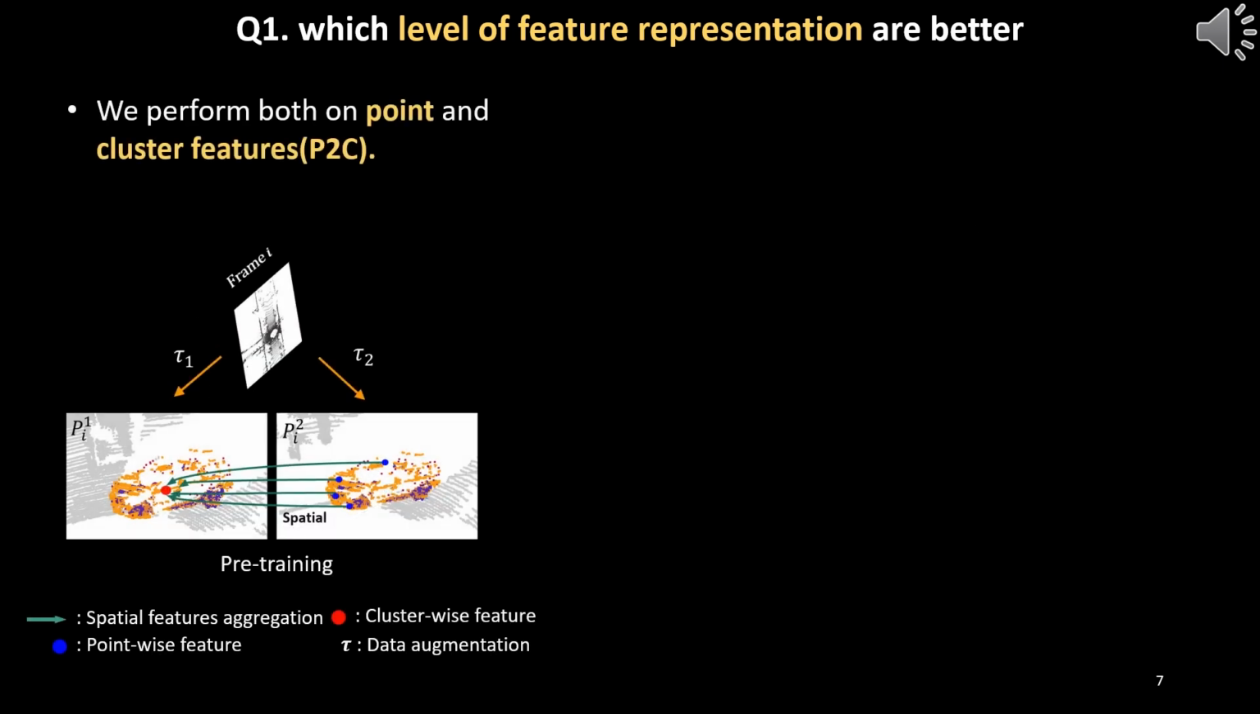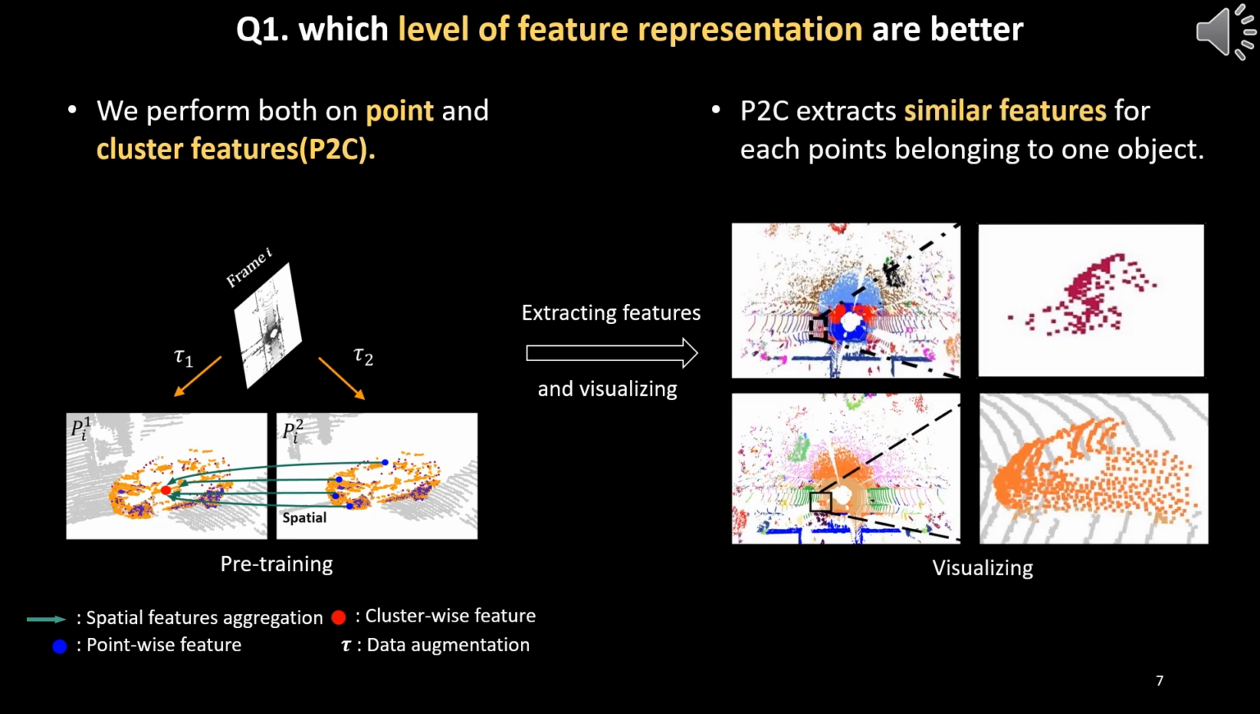Based on this observation, we propose to use point and corresponding cluster as positive samples, which is called P2C. We also use a P2C pre-trained model to extract features for a point cloud frame and visualize it. As shown in the figure, P2C yields features such that most of the car points are in the same cluster, thus indicating that the features are more representative of the object instances.